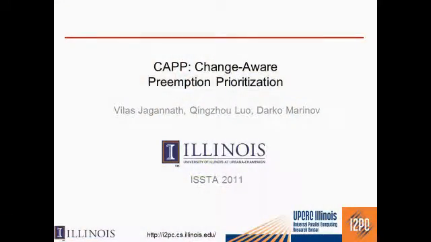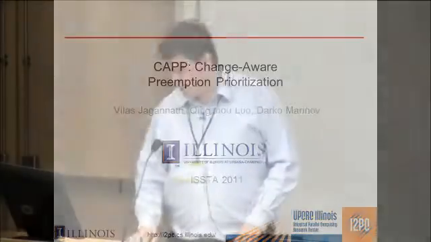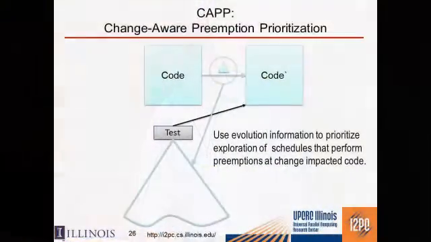OK, so that was about immunity. I'm just going to skim in 2 minutes through 2 other projects. So one of them is this change-aware preemption prioritization. The goal of immunity was just to write tests. The goal here is, as my code changes, how can I make my testing faster?